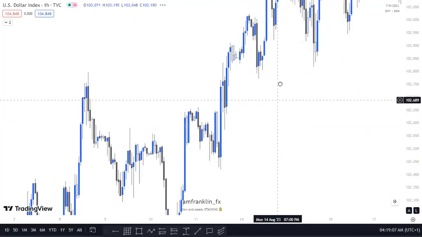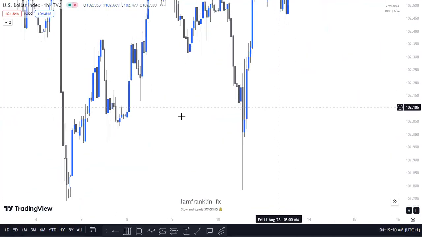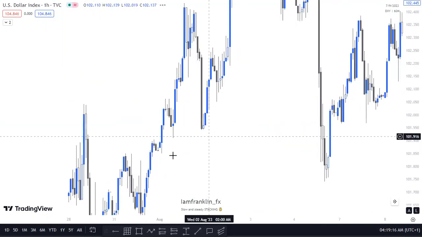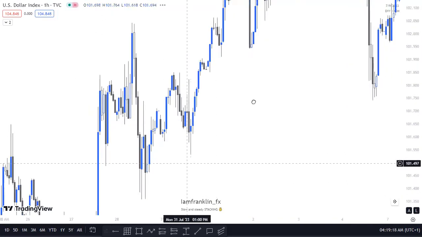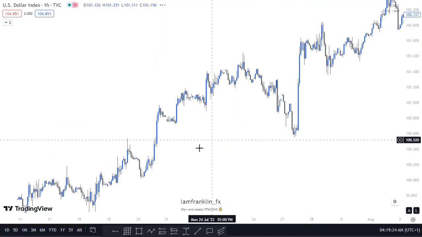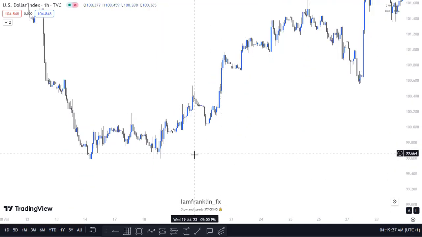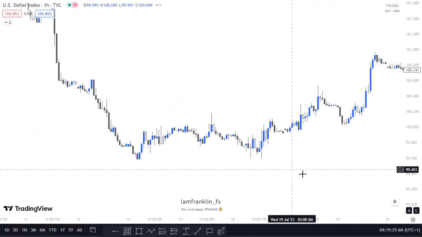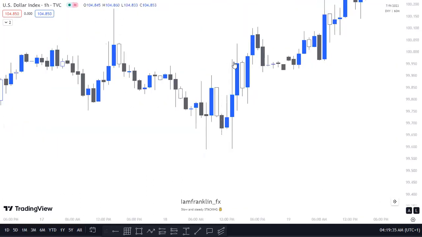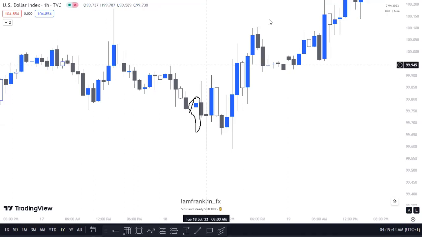Now, looking for a pin bar. Let's see if you can see a pin bar. Can you see a pin bar? Let's see. I see one. You can see a pin bar here. This candle right here is the pin bar. This one here is a very good example of the pin bar. So I think that is all.